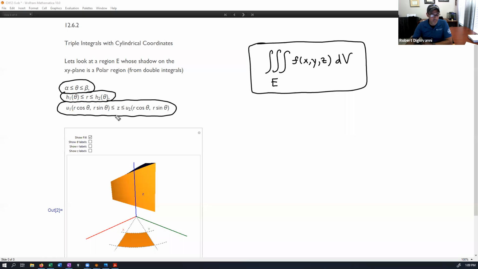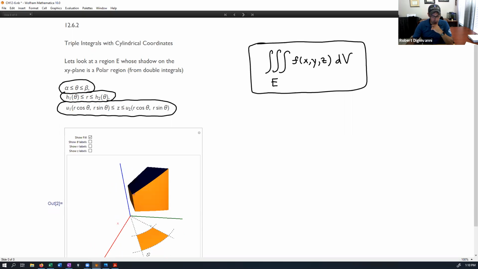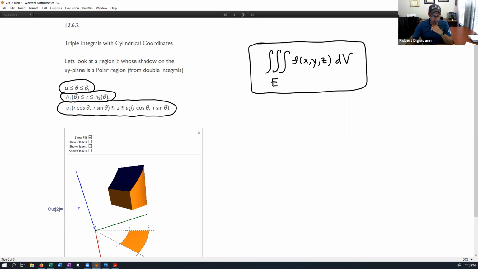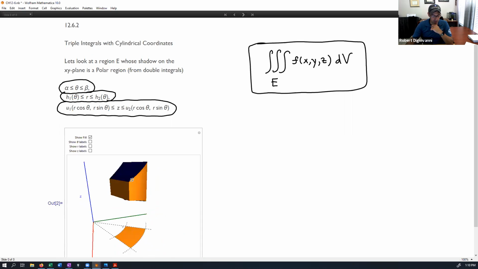Notice that we're calling it u1 of r cosine theta, r sine theta. r cosine theta is really x, and r sine theta is y. So this is some surface that's a function of x and y. This is an upper surface that's also a function of x and y. And this picture shows you what a solid E in cylindrical coordinates could look like. Do y'all see the shadow on the ground? That shadow on the ground is a polar region in two-dimensional space, right?